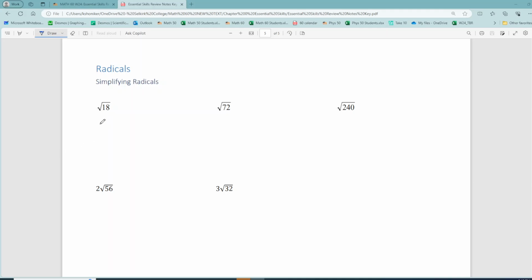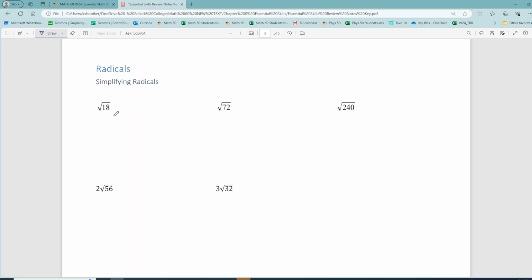Simplifying radicals: if you have a number like 18, it's not simplified because there's a perfect square factor of 18. Just like, if you have a fraction 6 over 8, there's a common factor of 2, and they want you to take out that common factor. Here, what we're going to be doing is taking out perfect square factors.